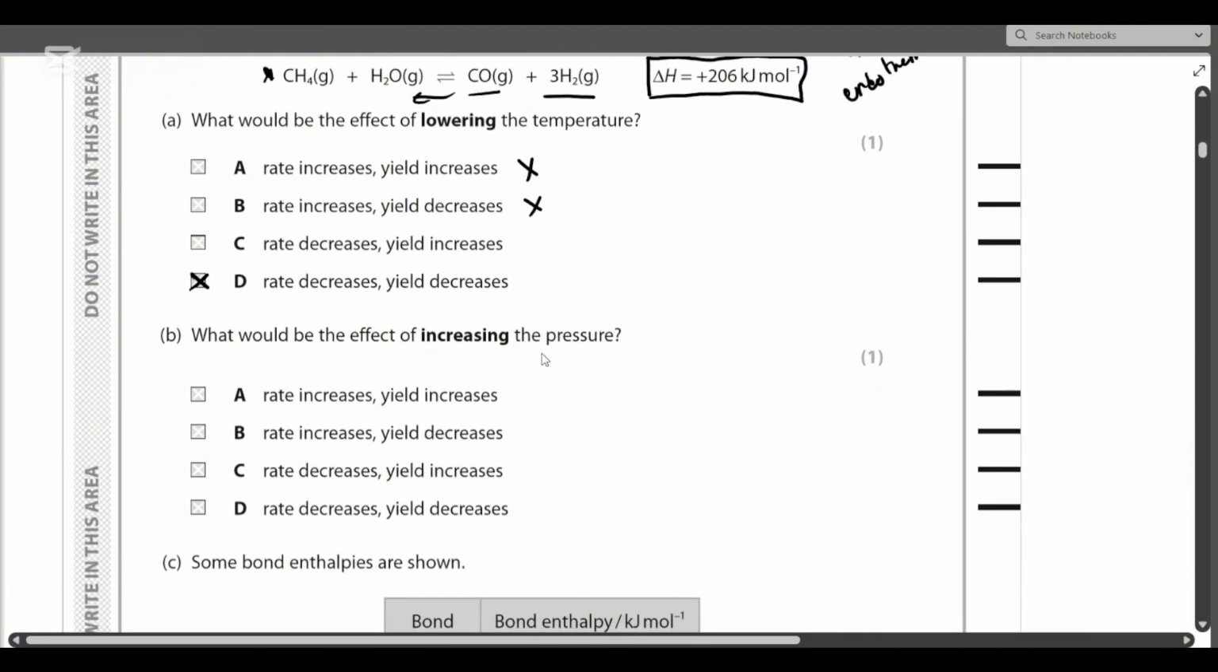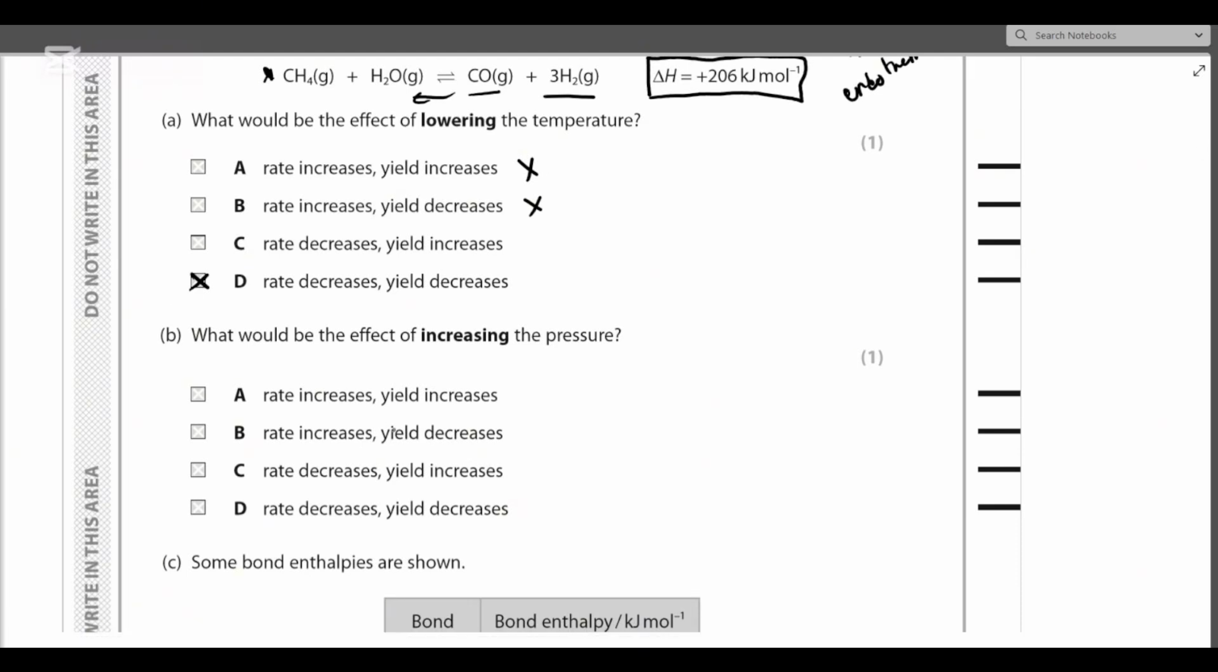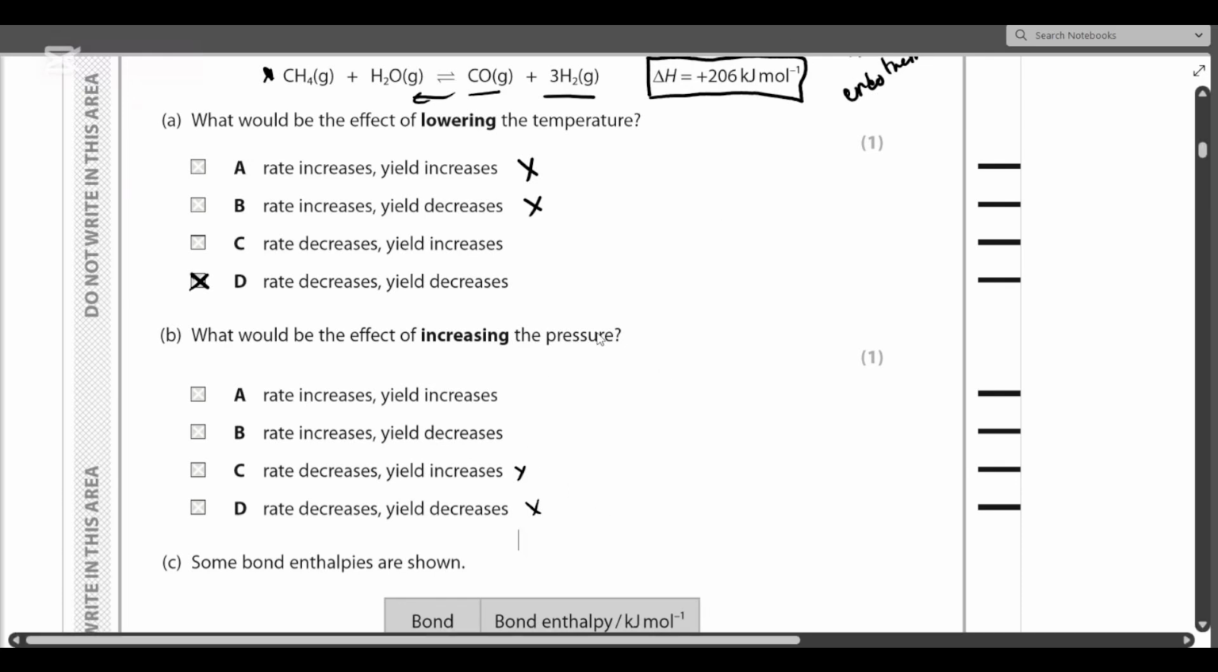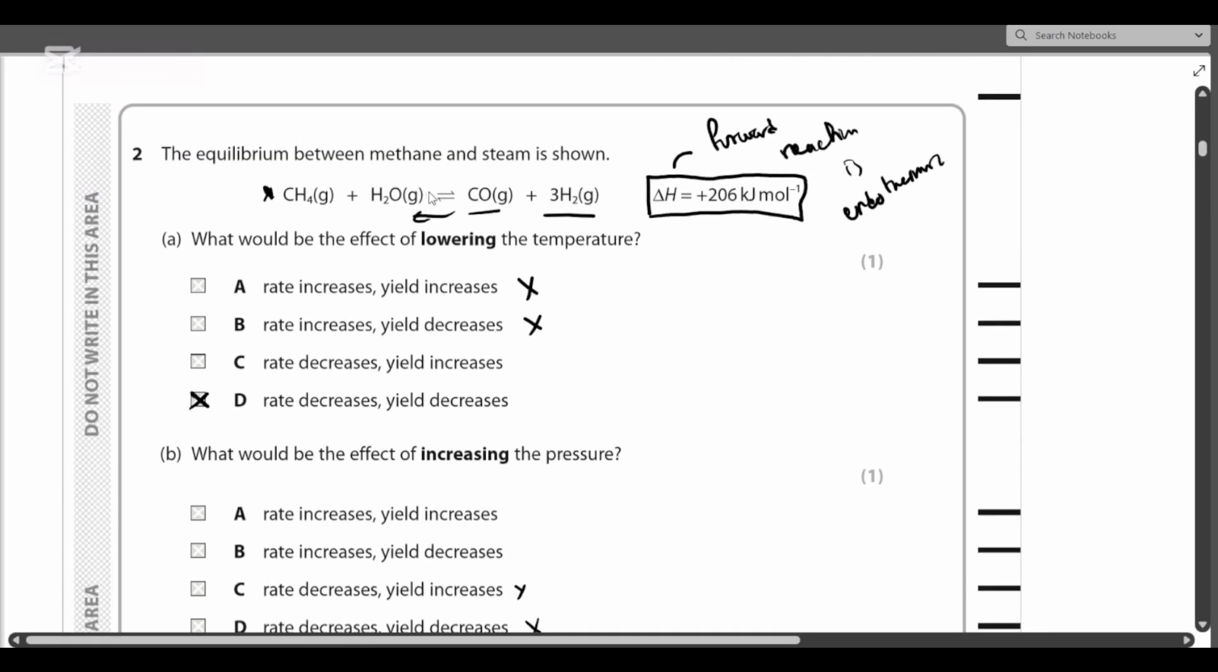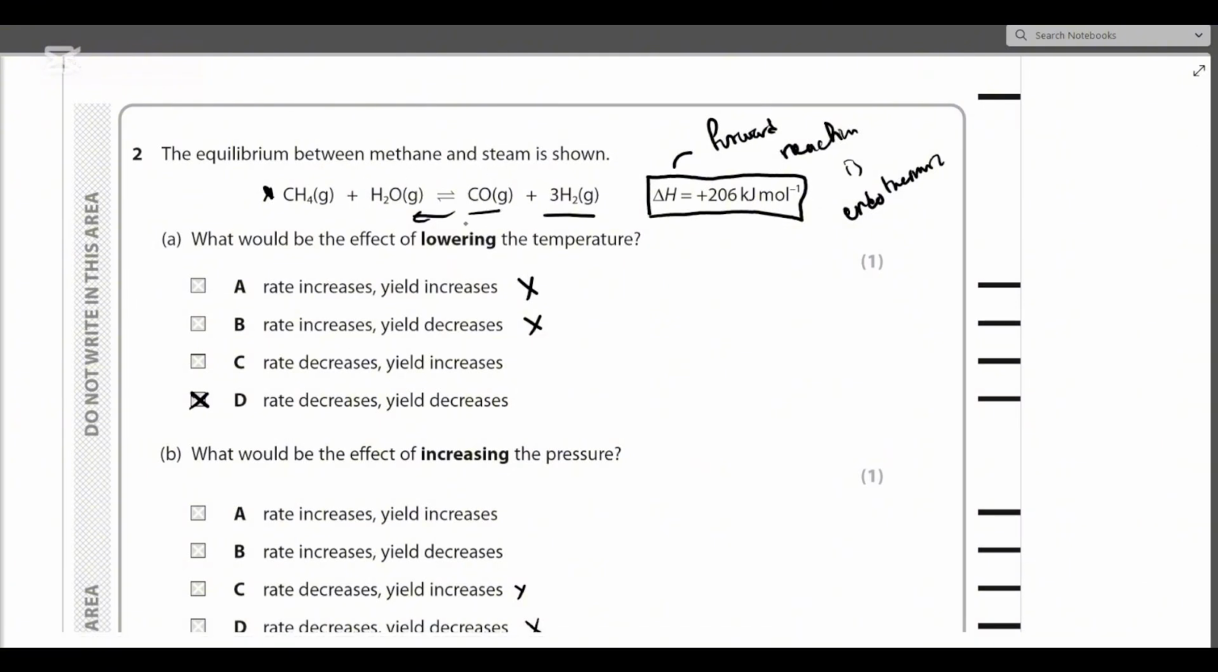Moving on, what would be the effect of increasing the pressure? Now, when we increase the pressure, the rate increases, so we can easily cut off C and D as they both become irrelevant. The next thing we need to check is that when we increase the pressure, the equilibrium tends to shift where there is a lower number of moles.